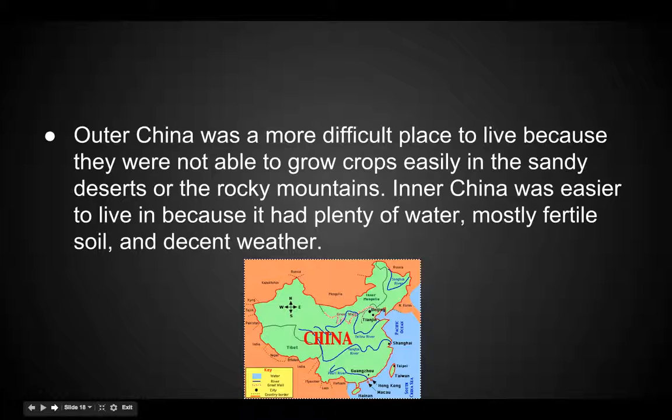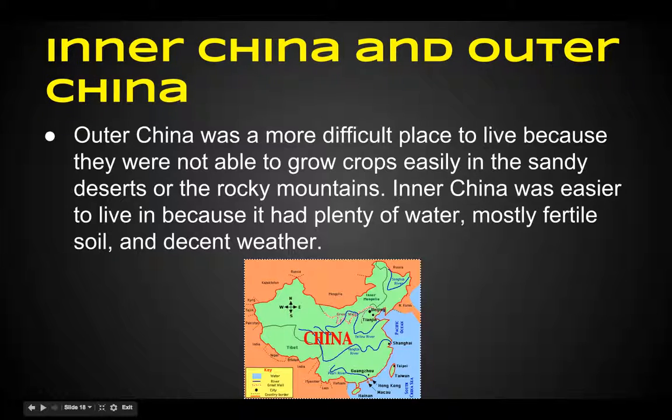So then we'll talk about Outer China. Really not an easy place to live because you're not able to grow crops as easily. And that's what this is all about: areas where it's easy to live versus not easy to live. And Inner China was the place to be because of water, fertile land, and weather that was okay. That's going to be the big difference maker on where people live. So we're talking Inner China and Outer China.